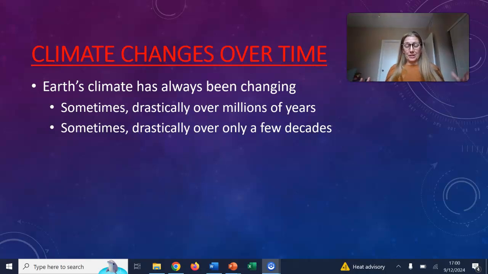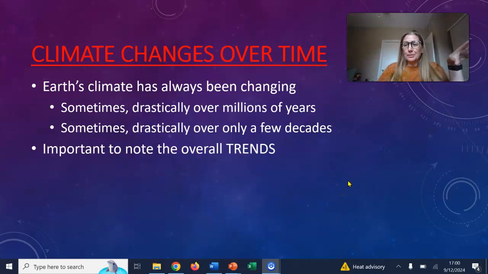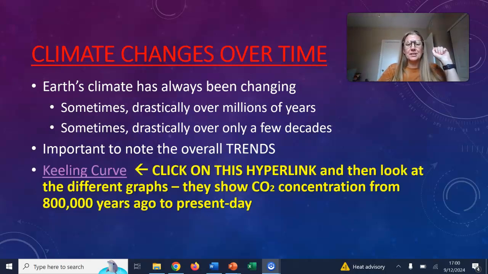But I do want you to understand that the climate can also change over the long term, millions of years. What is important to note are the trends, the patterns that we see. We'll talk about some of those patterns when I show you a couple of graphs. You can get on Google and type in Keeling curve, and I'm going to show it to you here on the slideshow anyway. The Keeling curve is a great way to look at how carbon dioxide, which is a major greenhouse gas, how that carbon dioxide concentration has changed over the years.